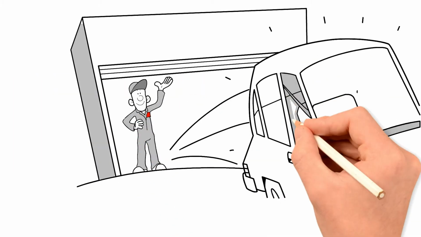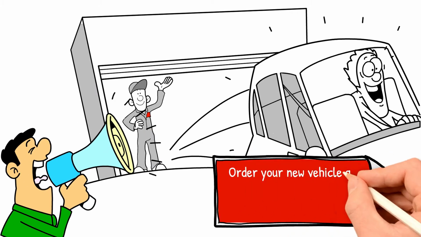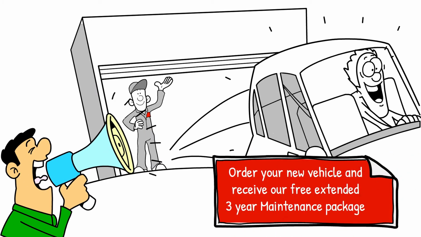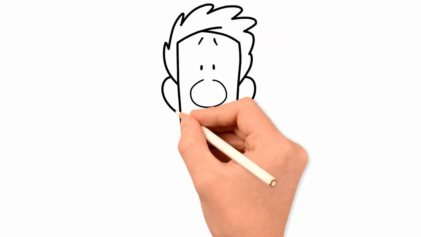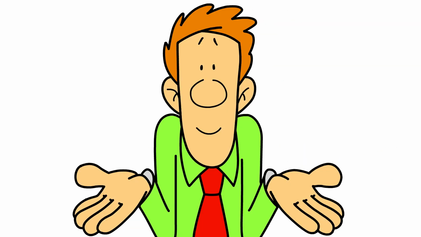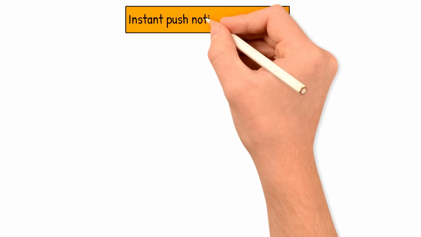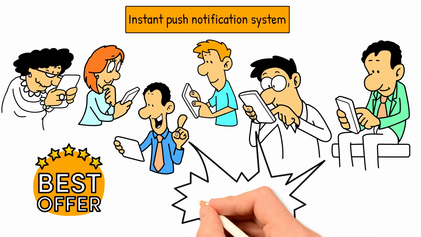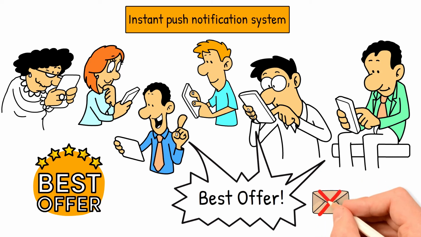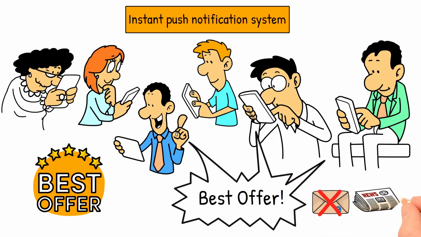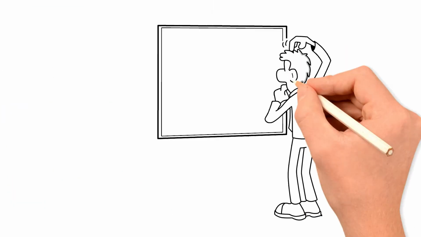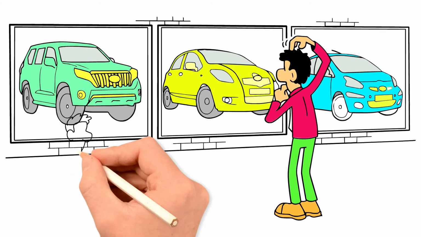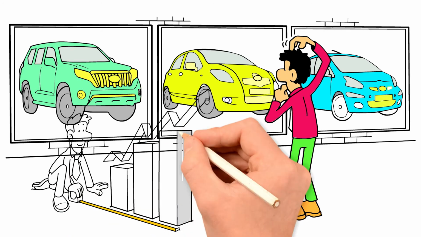Maybe you have a special offer on, like, this week only, order your new vehicle and receive our free extended 3-year maintenance package. How would you let potential customers know about this offer? Well, you can use your very own in-app push notification system that will send a message directly to their phone. This has a much better deliverability and open rate when compared with emails, magazines, online ads, and other forms of advertising, helping them easily find the best option for them, all whilst boosting your business's revenue.